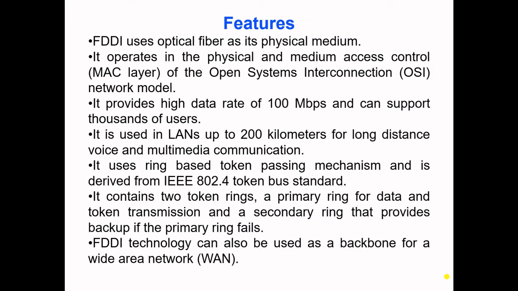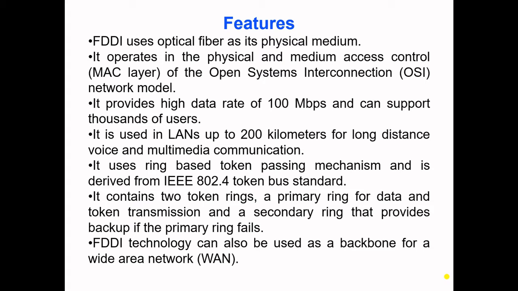Now the features of FDDI. FDDI uses optical fiber cable as its physical medium. We have discussed various types of wired mediums, and out of that FDDI outperforms. It has many advantages over twisted pair cables, coaxial cables, and shielded and unshielded twisted pair cables. Another point is it operates in the physical and medium access control layer of the Open System Interconnection network model.